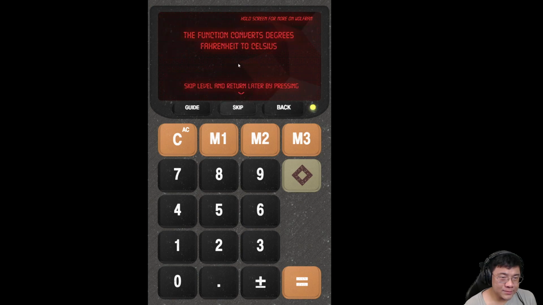Okay. Function converts degrees Fahrenheit. Oh, ha ha ha, that's hilarious. Wait, will this actually take me to Wolfram? It did. Wow. Oh, it shows me the formula. Even showed me the answer. Or not the answer, it showed me the... I mean, I can calculate the answer from this.